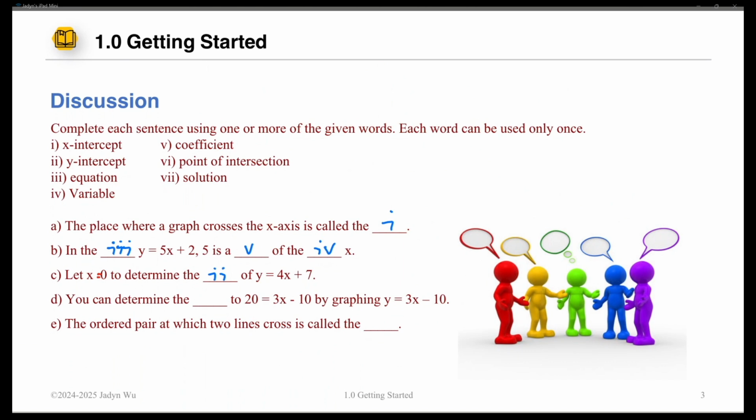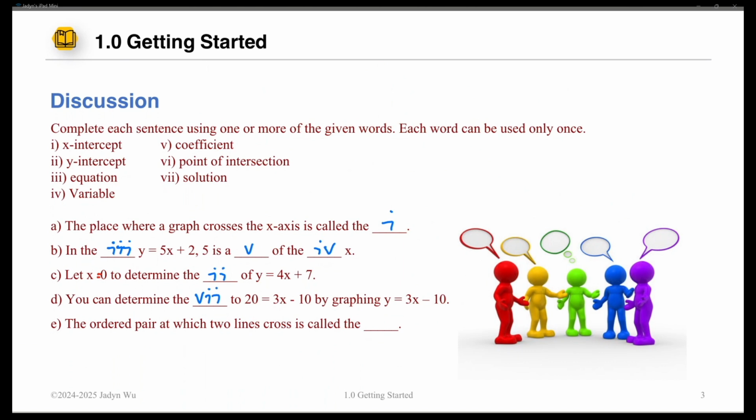And for question D, you can determine the blank 2 for y equal to 3x minus 10 by graphing the equation y equal to 3x minus 10. Here, because we know some value for y, or we are substituting the value of y, and want to learn about the value of x, then we are asking for the solution of x. And for this question, it's asking for the solution using the graphing method.